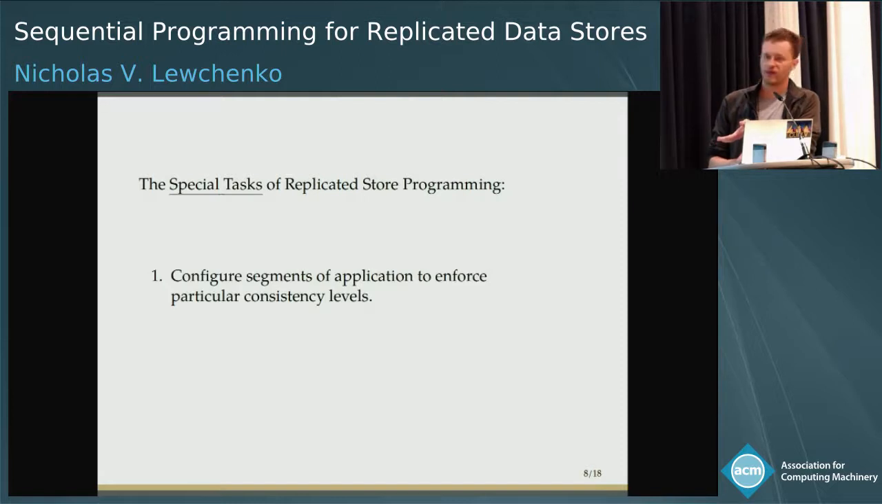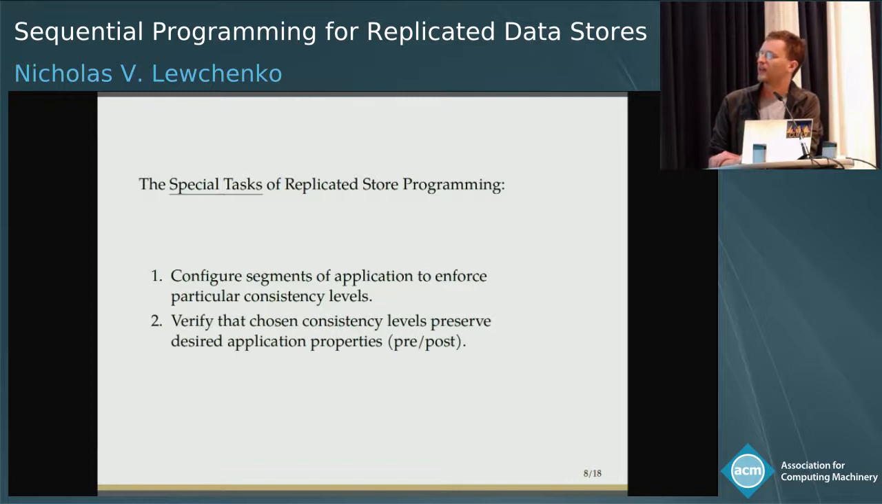And it gives them some special tasks that a sequential programmer does not have to deal with. So first, they need to constantly configure new segments of their application to enforce particular consistency levels that they choose. And second, they have to verify that those consistency levels actually connect to the application properties they want, which might be a hard problem depending on how the consistency levels are defined. And that gets to a third task, which is more for the library or framework developer, but that's to come up with a domain of consistency levels that's actually useful.